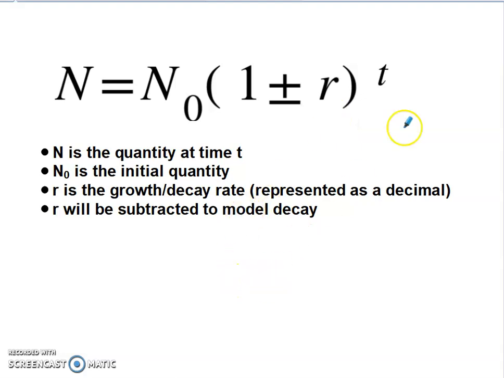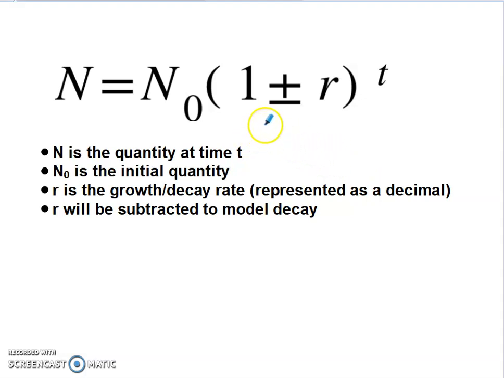T is going to be the number of time frames. Might be years, might be days, might be hours. You kind of have to adjust it from situation to situation based on how things are phrased, but we'll definitely talk about some of those adjustments in some of our examples. So T is the number of time frames that have gone by, a certain number of years, months, or days.